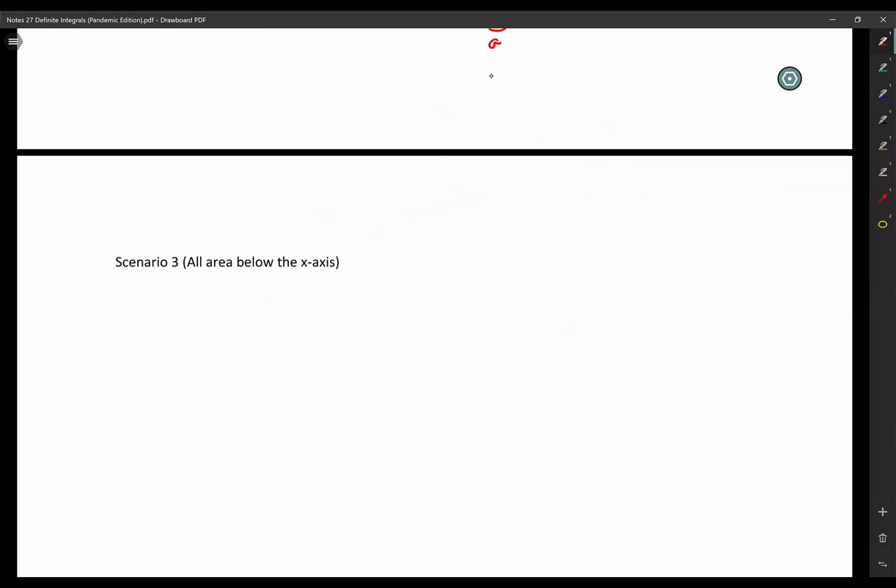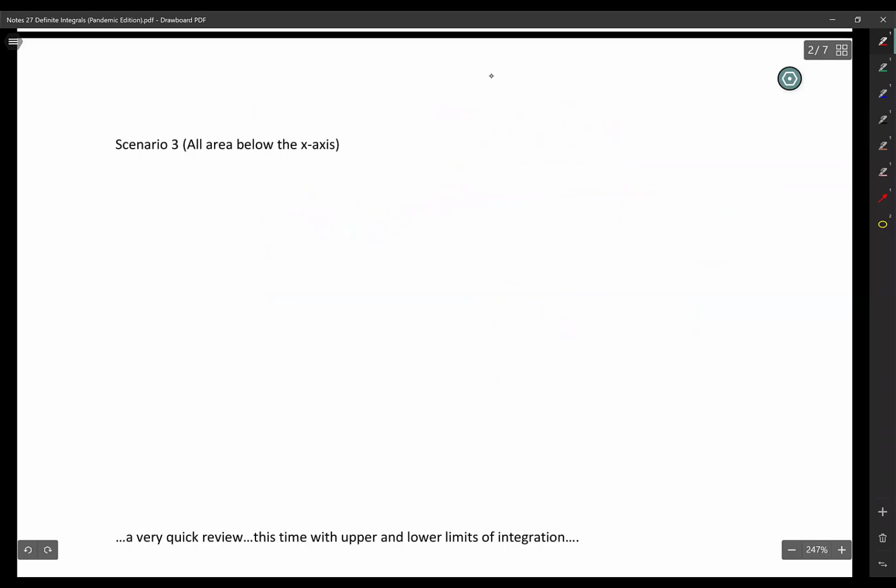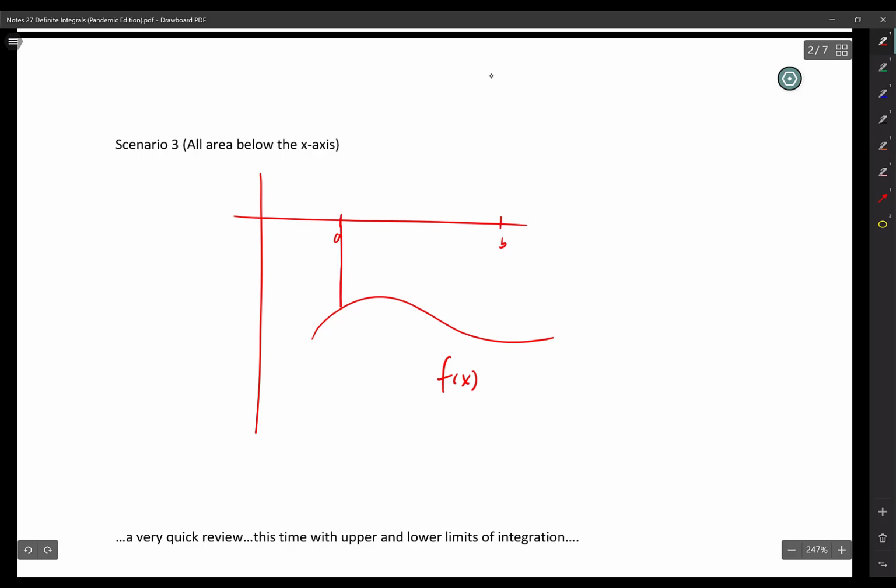All right, last scenario. All below the x-axis. So exaggerate quadrant 4. And I'm just going to draw a curve. Here's a curve. And that's f of x. And I'm going to say this is A. So I'm going to draw a vertical line. I'm going to say this is B. Another vertical line. And this here shaded, all of this is below the x-axis. And again, I'm going to say 10.